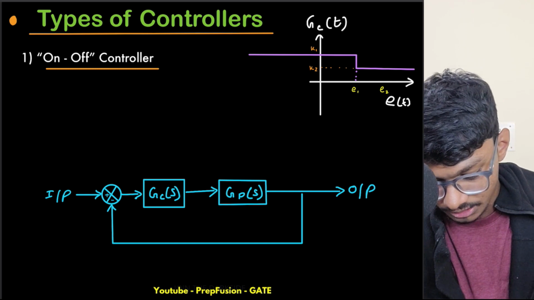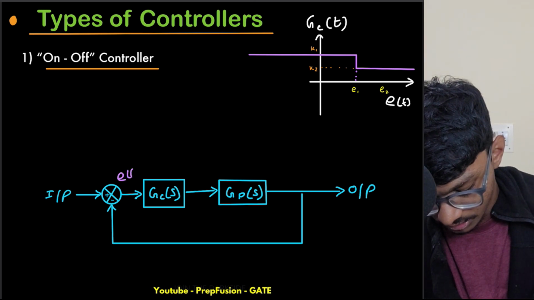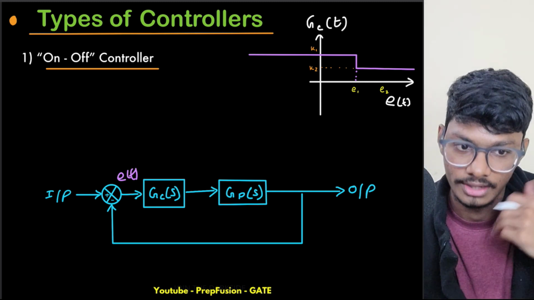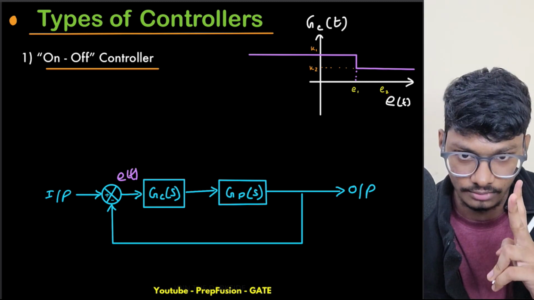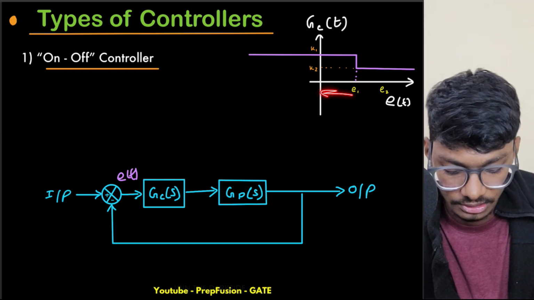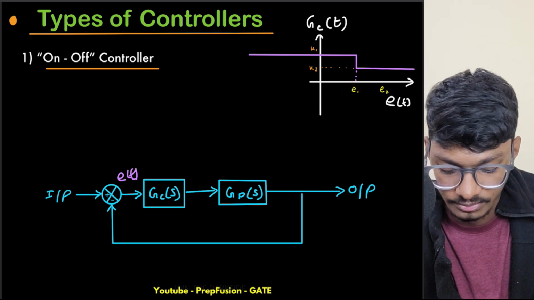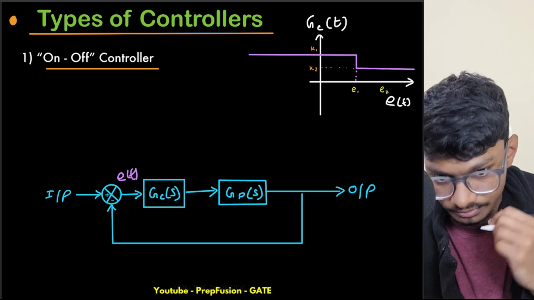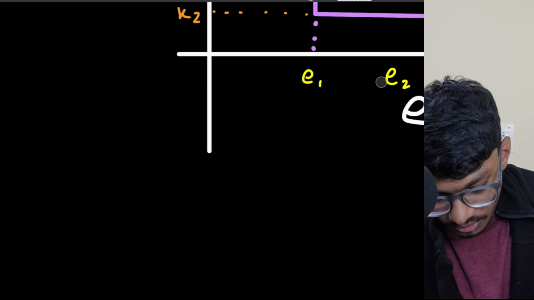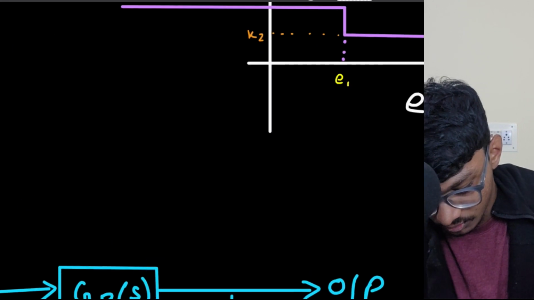So here the input is the error signal, e of t, in a simple unity feedback. For the on-off controller, there are only two levels. When my error signal is below this value, the output will be k1, and when my error signal is more than this, the output will be k2. Why did I write e2 here? There will be two levels, but there is no need for e2, so I can simply write e only.